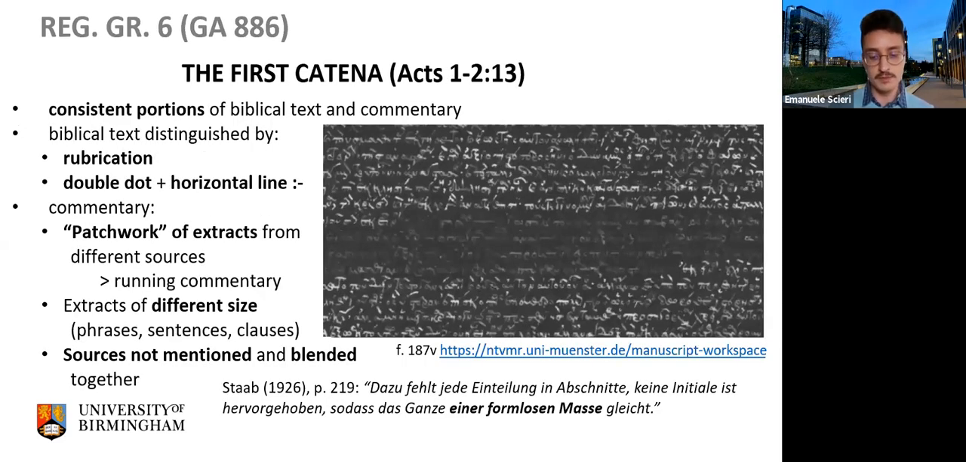Turning to the first commentary on Acts, we can see that it displays a very distinctive profile. The portions of biblical text are more consistent, as is the commentary section. In addition to rubrication, the biblical text is distinguished by a double dot, the colon, followed by a horizontal line at the end of the passage. The other catena on Acts does not use the horizontal line. The most striking differences, however, involve the text of the commentary.